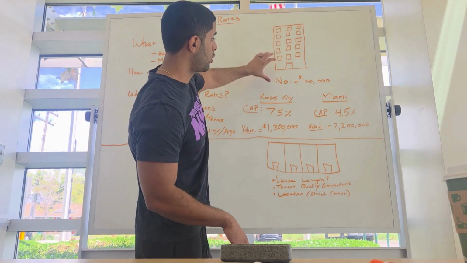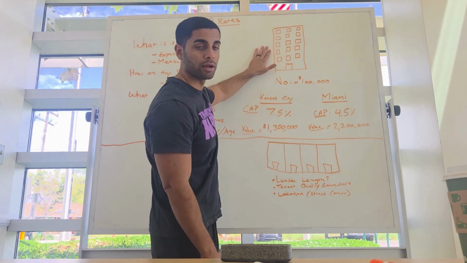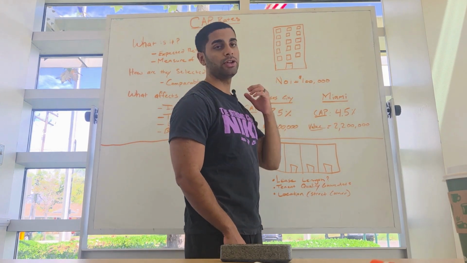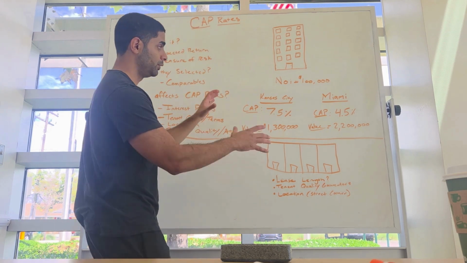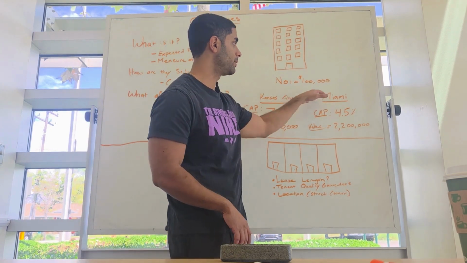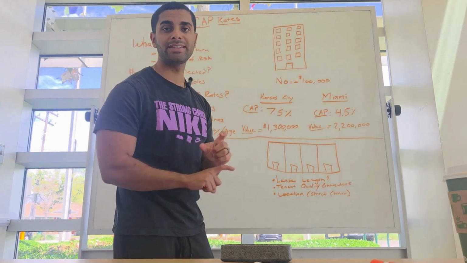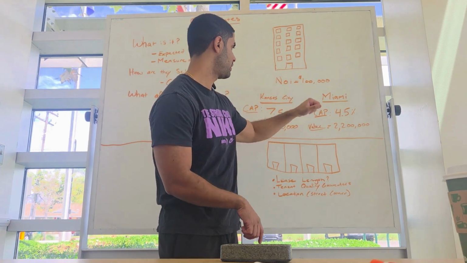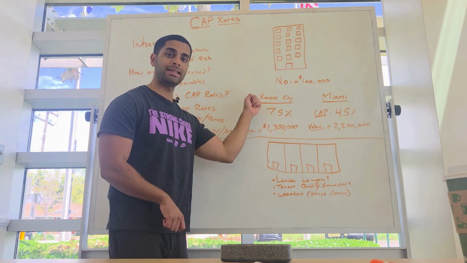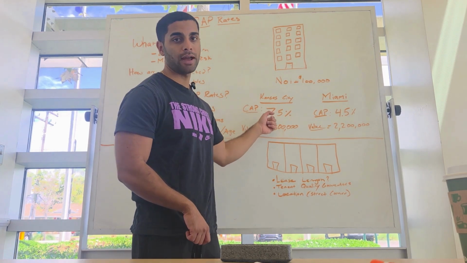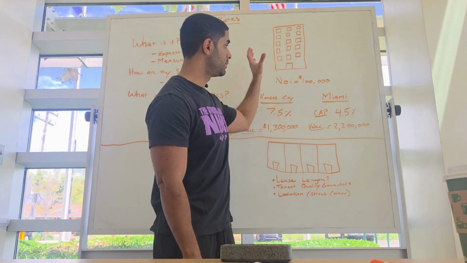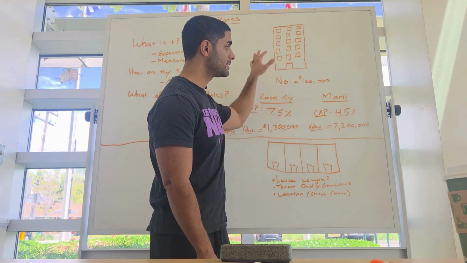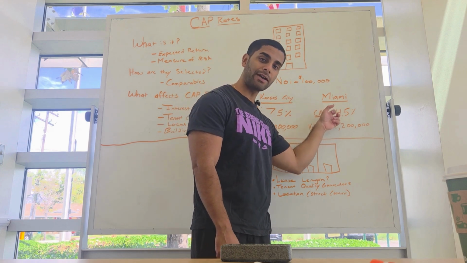So let's say you have an apartment building. This is my drawing of an apartment building. The net operating income of the apartment building is $100,000. There's a building in Kansas and a building in Miami. Same apartment building, same rent, same everything. The net operating income is $100,000. This one, because it's in Kansas City, is going to trade at a 7.5 cap. This building, exact same building, exact same revenue, exact same tenants, is in Miami, but because it's in Miami, it's going to trade at a 4.5 cap.